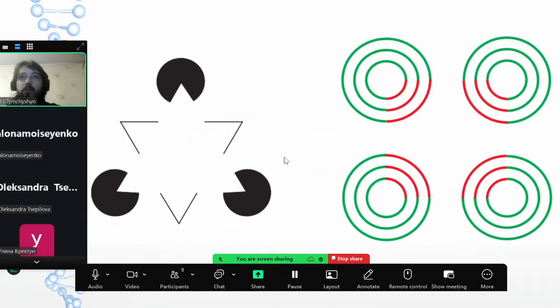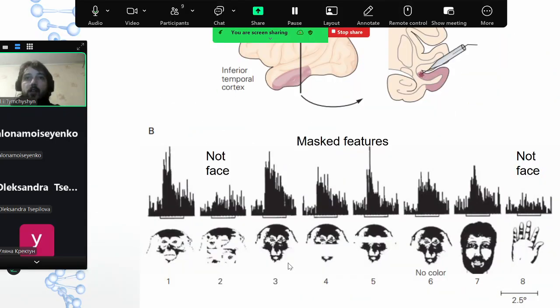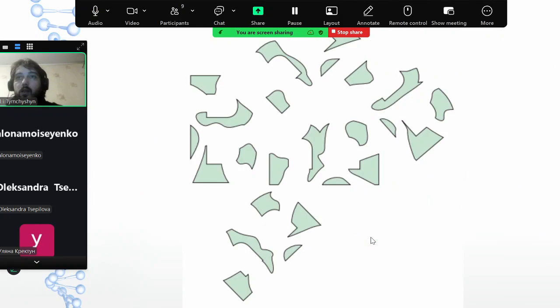So that goes along the lines. If we have some parts of the image removed, our neurons may still react on some higher levels of processing, may still react to that as the whole image. So that's the case with monkeys when we have removed some features from the images. Let's say we hide their eyes, for example.